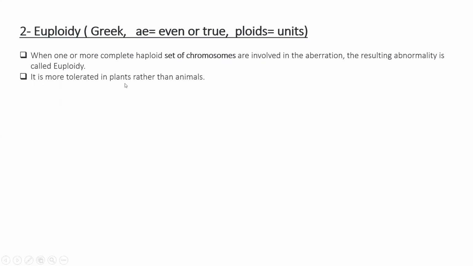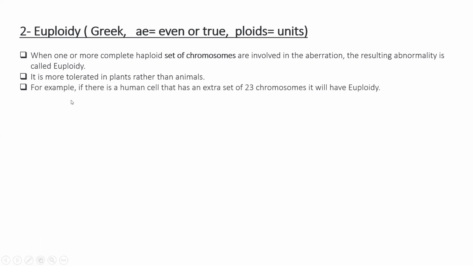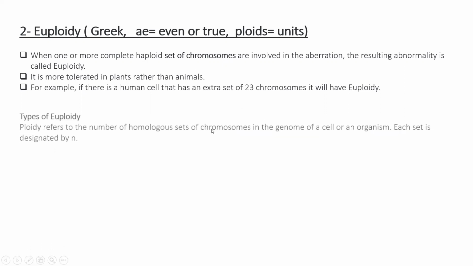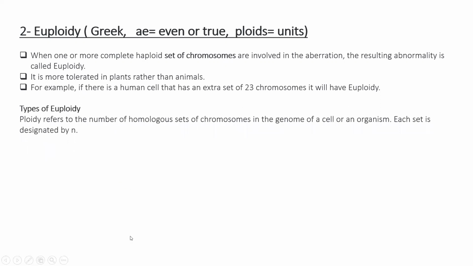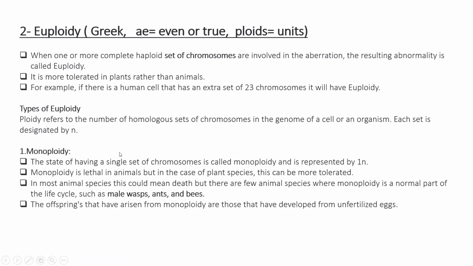It is more tolerated in plants than in animals. For example, if a human cell has an extra set of 23 chromosomes, it will have euploidy. What are the types of euploidy? Ploidy refers to the number of homologous sets of chromosomes in the genome of a cell or an organism. Each set is described by the small letter n. It is very important to understand.